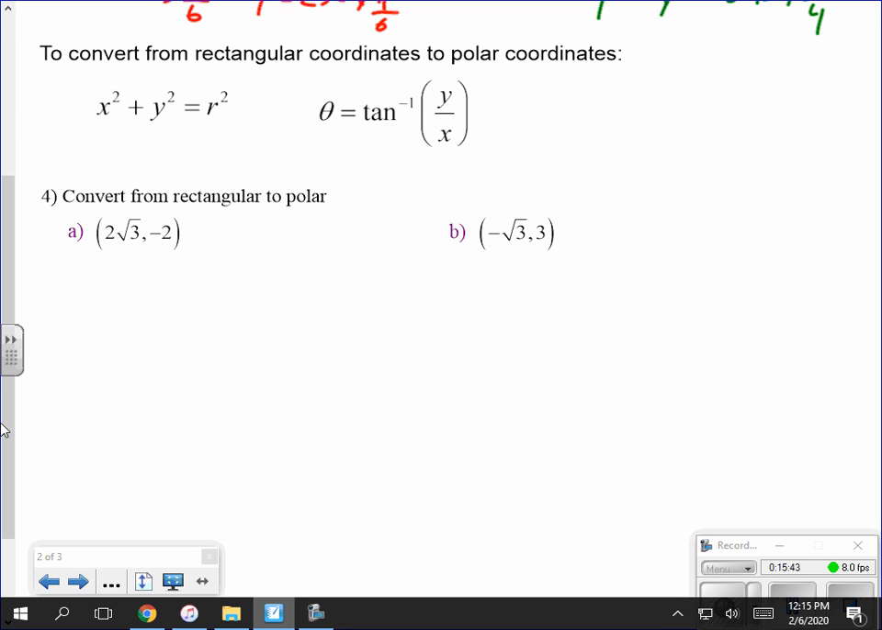Going the other direction is significantly more difficult. Still not hard, but it is significantly more difficult. Your R value is found using the Pythagorean theorem. X squared plus y squared equals R squared. That's where it comes from.